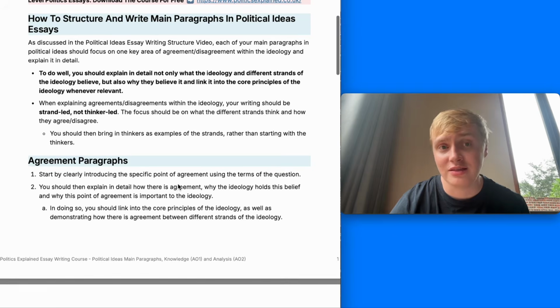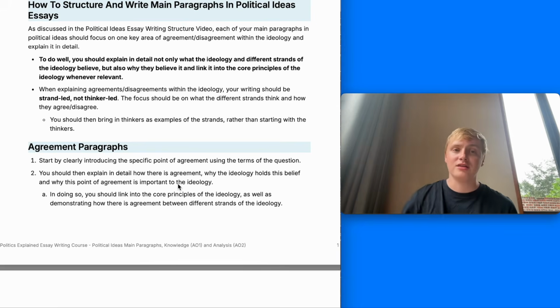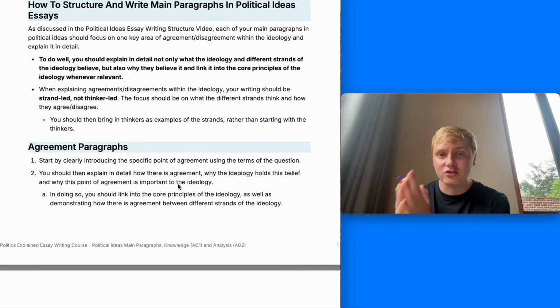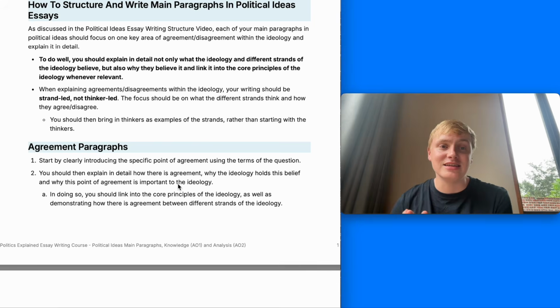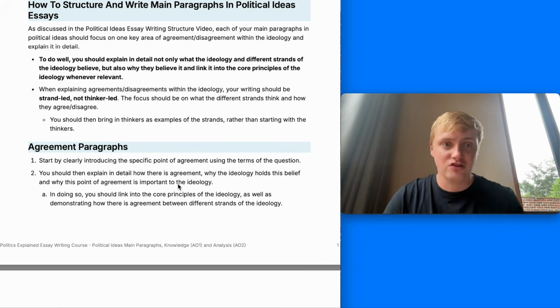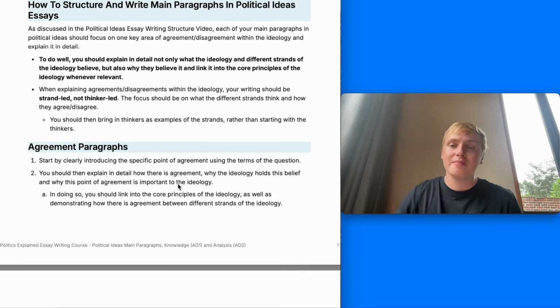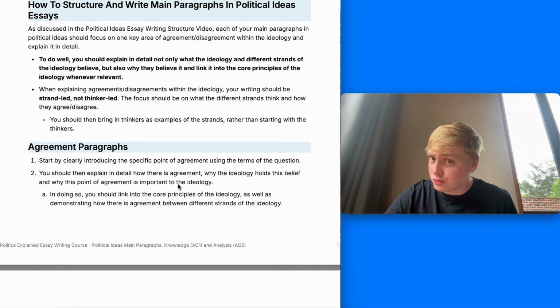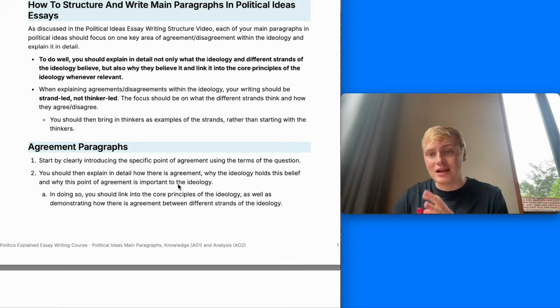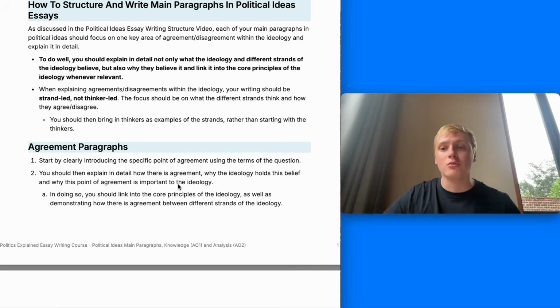So as discussed when we looked at the essay writing structure in the first video on political ideas, each of your main paragraphs in political ideas should focus on one key area of agreement or disagreement within the ideology and explain it in detail. And to do well, you should explain in detail not only what the ideology and different strands of the ideology believe, what their beliefs are, but really explain why they believe it. And in doing so, you'll be linking to the core principles, which is really important as well, whenever relevant. So you really want to explain why they think something, and that's where you're going to get your more detailed explanation. That's really important, picking up those AO1 and AO2 marks.